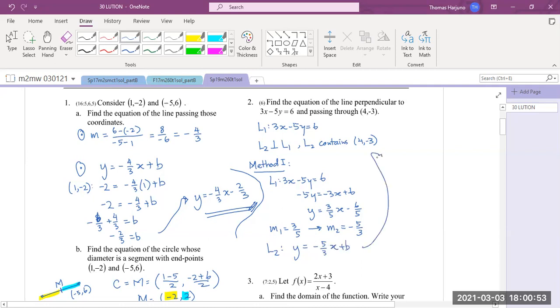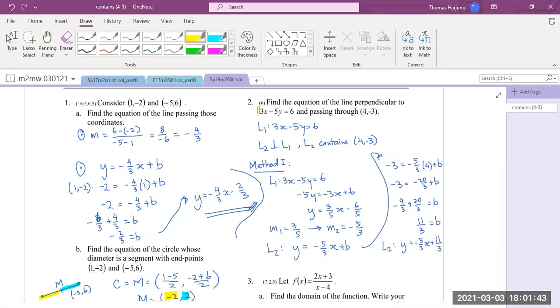Now I will continue. Line 2 is therefore given by y equals -5/3 x plus b. I plug in the coordinate: y is -3, x is 4. So I get -3 equals -20/3 plus b. Do the LCD: -9/3 plus 20/3 equals b. I don't really like this though, because the equal sign is not straight all of a sudden. But well, one time is okay. So b is 11/3. Therefore the equation is y equals -5/3 x plus 11/3.